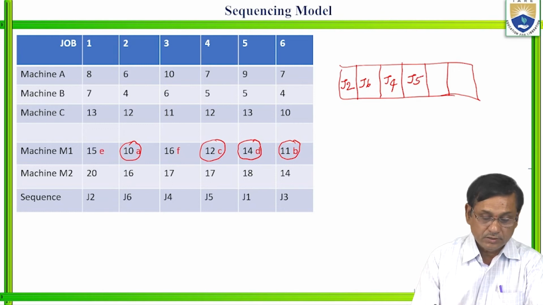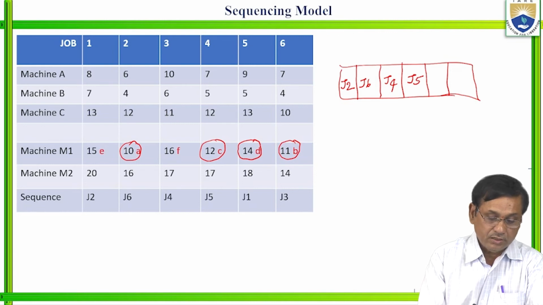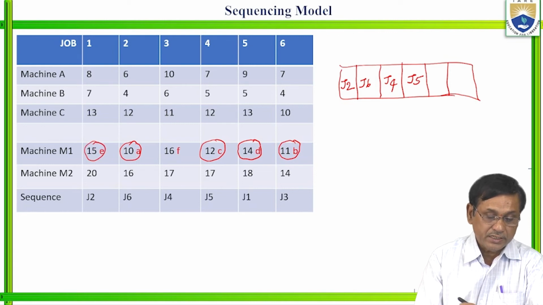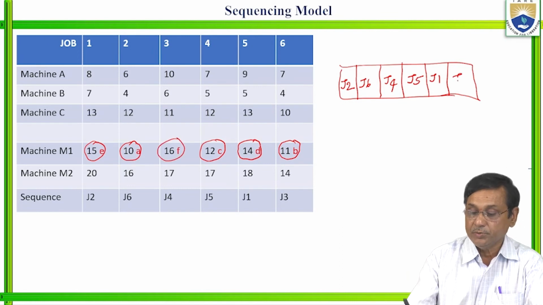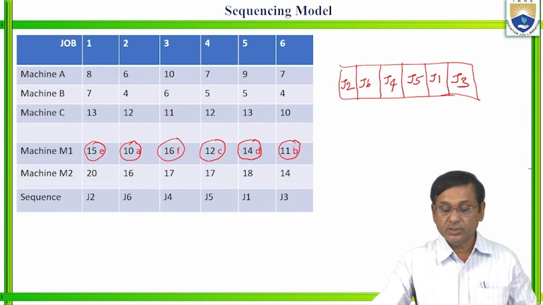Then the next processing time is 15, so you can enter the first job after 5, that is J1. The next processing time is 16, corresponding to the third job, which should be entered at the last. So this is the sequence.